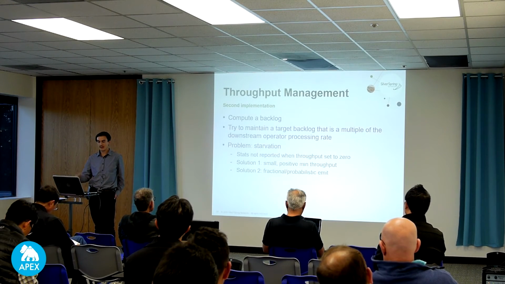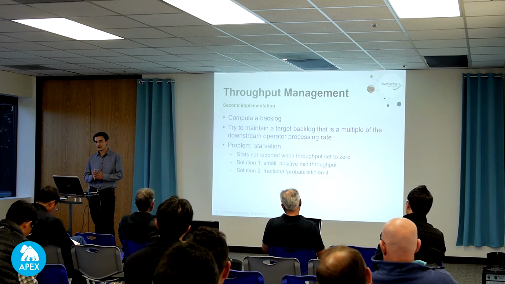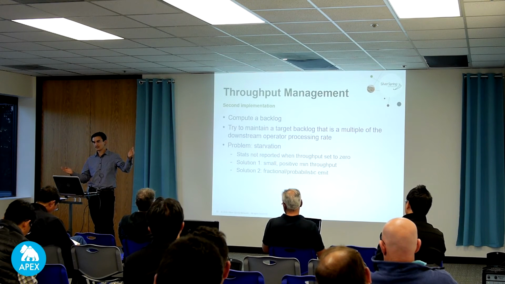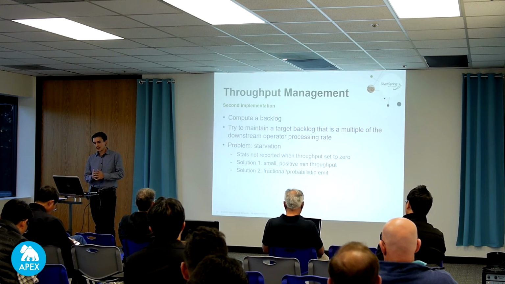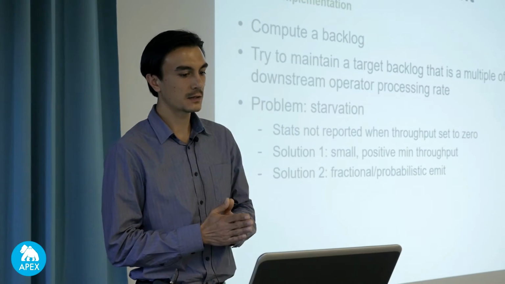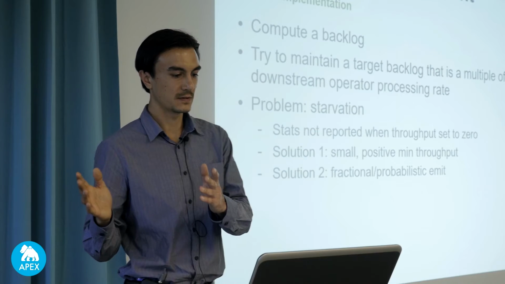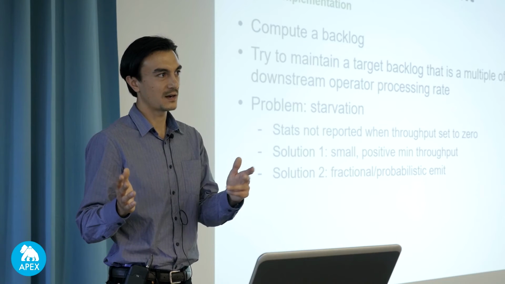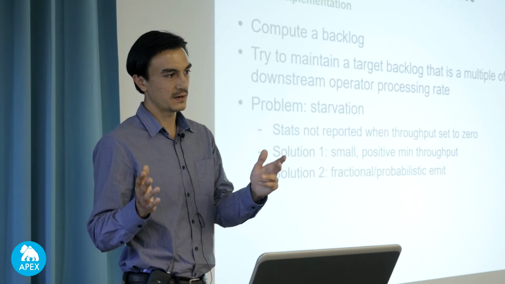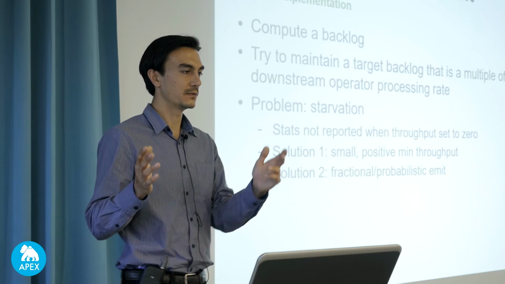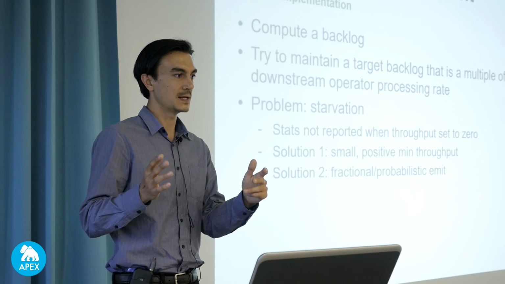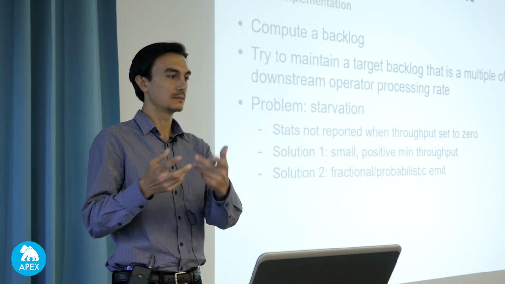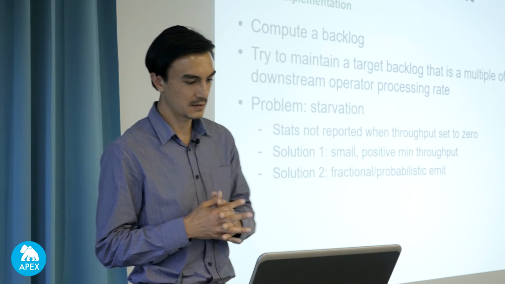We compute a backlog, which, for instance, may be the difference between the number of tuples that have been emitted by the upstream operator and the number of tuples that have been fully processed by the downstream operator. Then we try to maintain a target backlog that's a multiple of the number of tuples that the downstream operator is processing. So let's say the downstream operator has processed 100 tuples in the last window, or in the last n windows. We might want to maintain a backlog for that operator of 400. In that case, let's say its backlog is currently 200. We'd want to set the throughput on the upstream operator to 200.